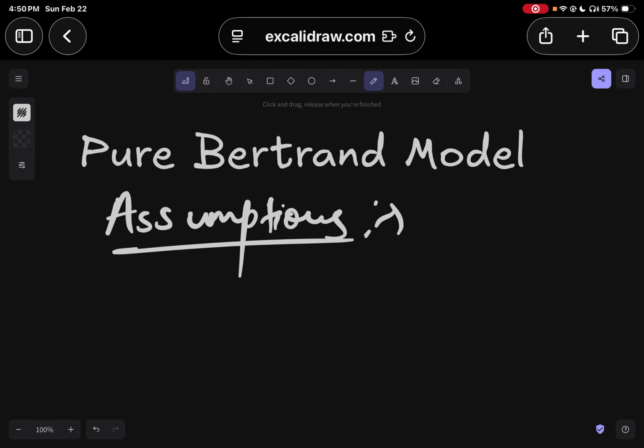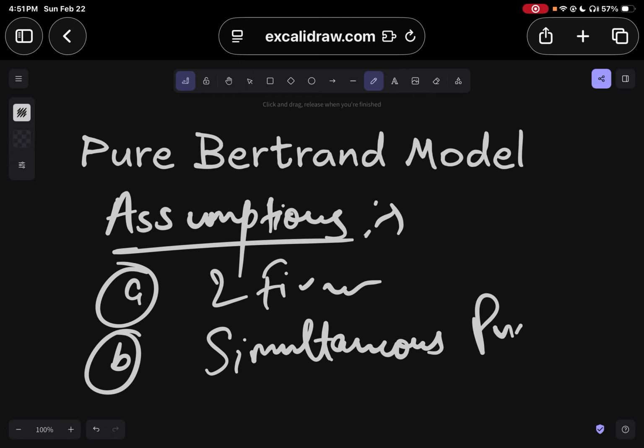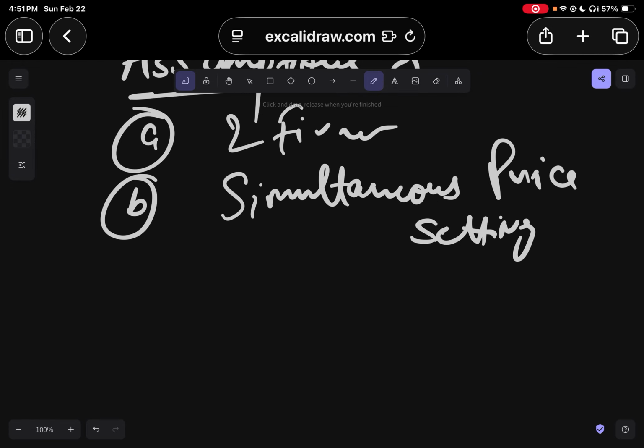Assumptions are simple. Two firms which can obviously observe each other. Firms compete with each other through simultaneous price setting. In the earlier one, the Cournot one, which was simultaneous quantity setting, and in Stackelberg it was sequential quantity setting. In pure Bertrand, again we have simultaneous price setting.